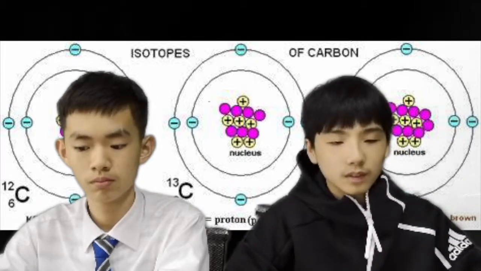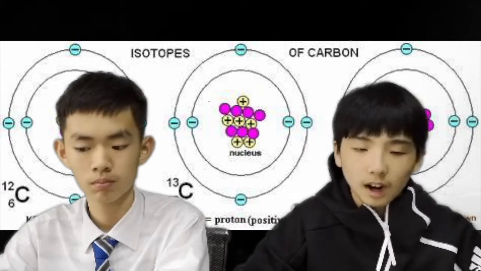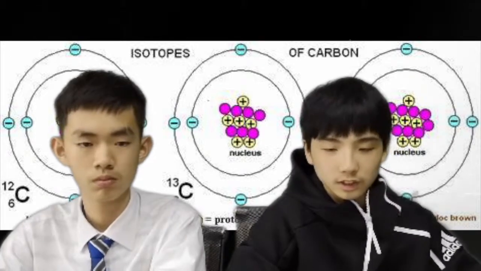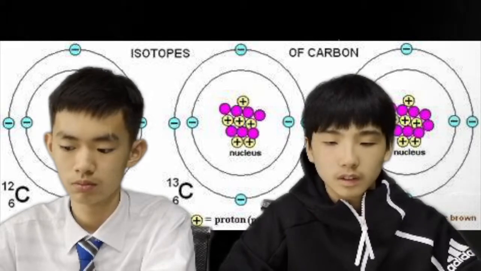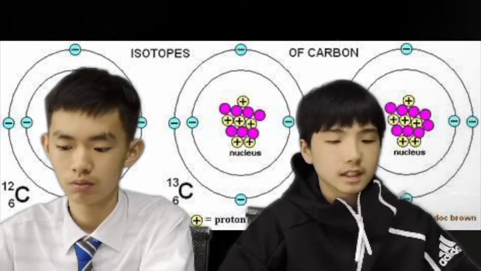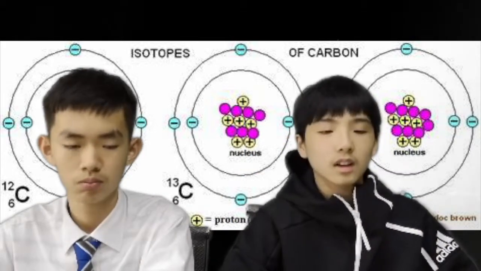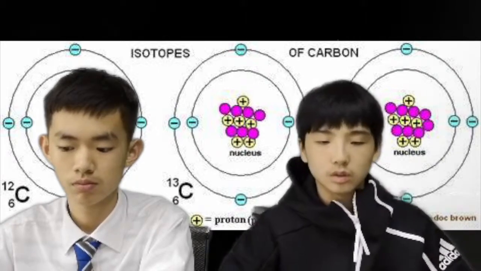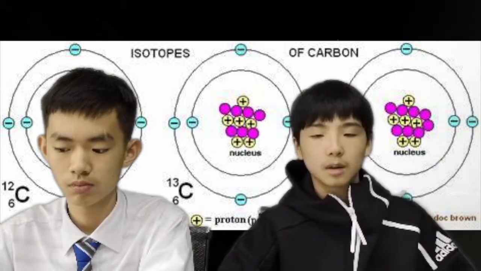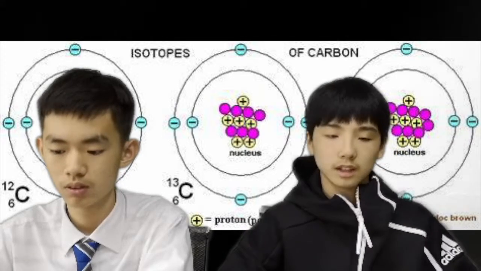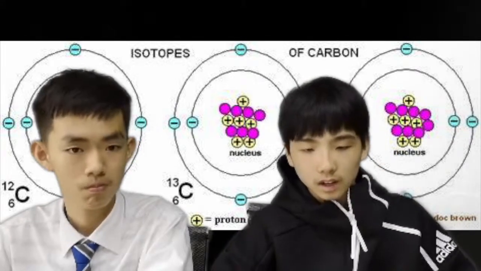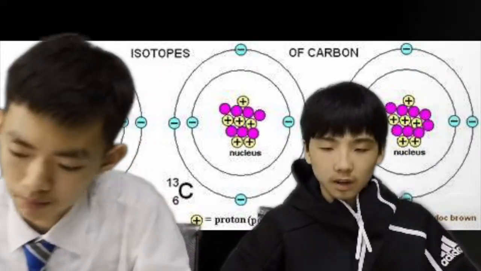This involves the concept of an isotope. Isotopes are different forms of the same element. They have the same number of protons and electrons, however, they have a different number of neutrons. Let's take carbon-12, for example. Carbon-12 has 6 protons, 6 neutrons, and 6 electrons. Carbon-13, however, has 6 protons, 7 neutrons, and 6 electrons. These are a few more types of carbon.